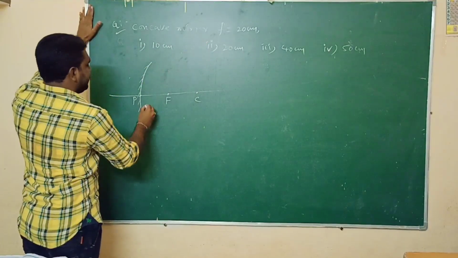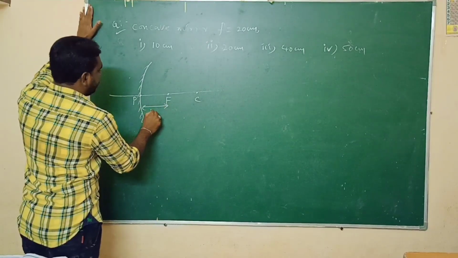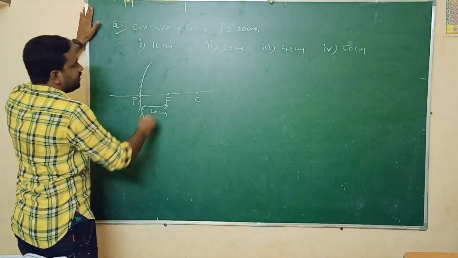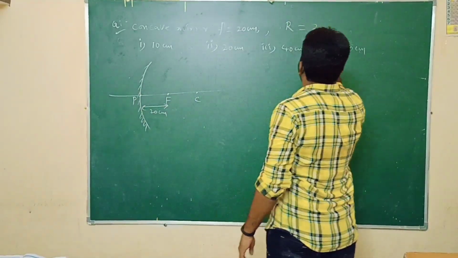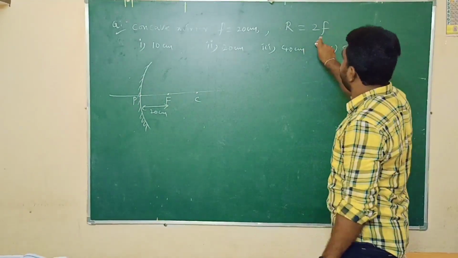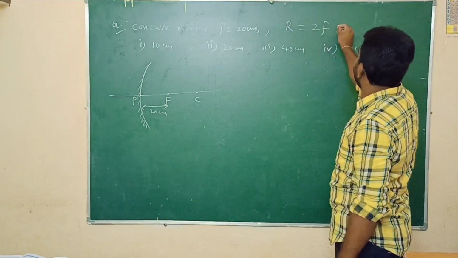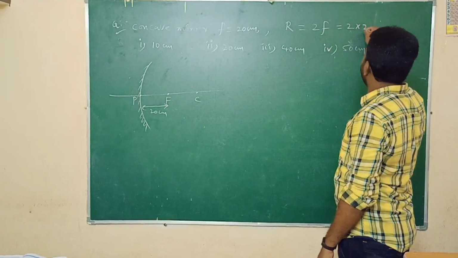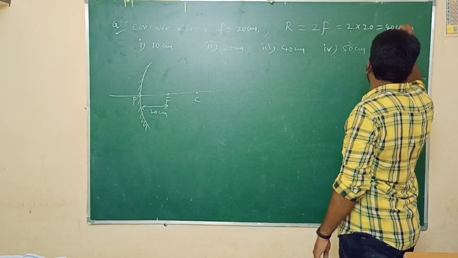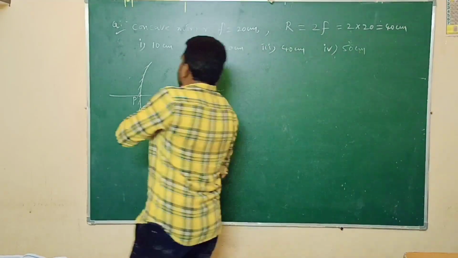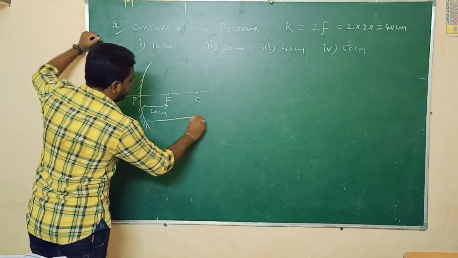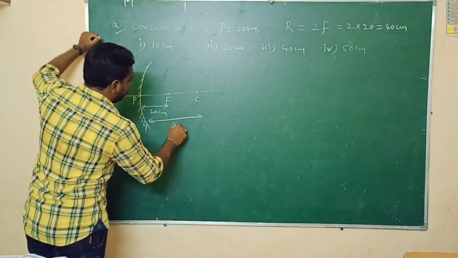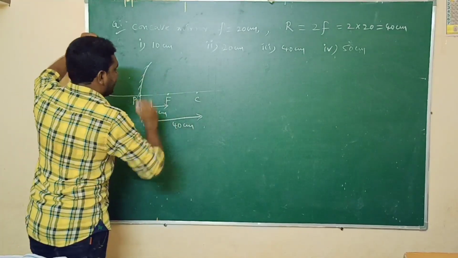So what is the focal length here? First of all, we should write the focal length, 20 centimeters. And focal length is 20 centimeters means radius of curvature, how much? R equal to 2f. Radius of curvature equals double the focal length. So 2 into 20 becomes 40 centimeters. Here the distance between pole and center of curvature is the radius of curvature. So this is nothing but 40 centimeters and it is C.